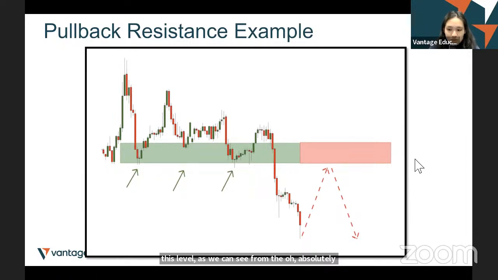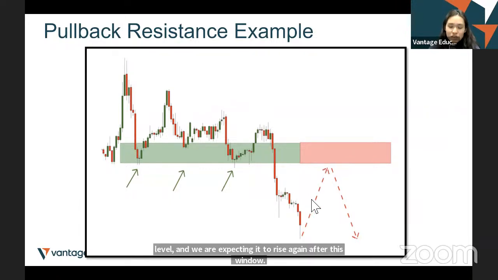So here's another example. Here we can see price has tested this green highlighted area 3 times before. It's now broken this level, and we are expecting it to rise again after the swing low. The movement is represented by our red dotted arrows.